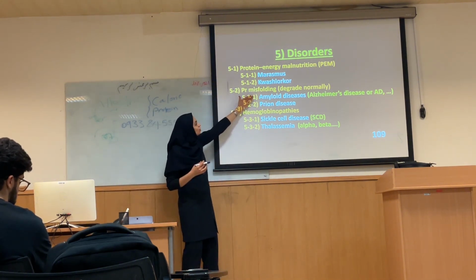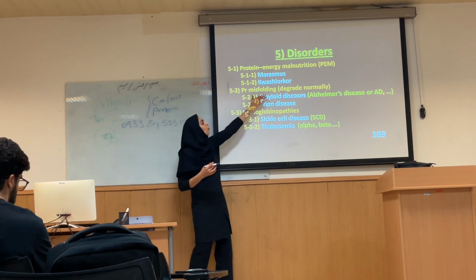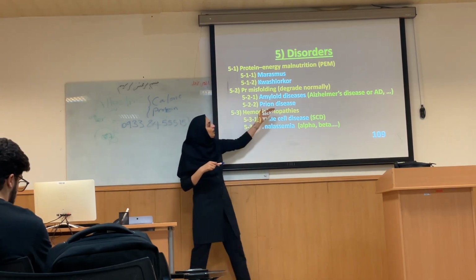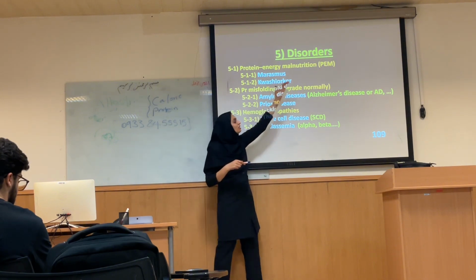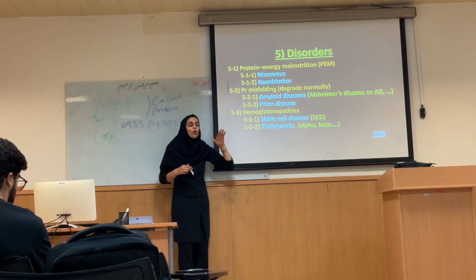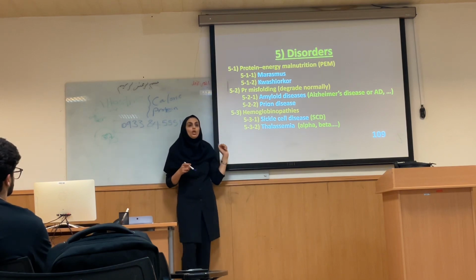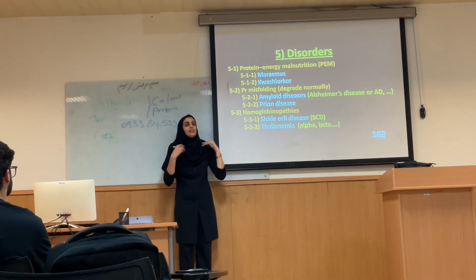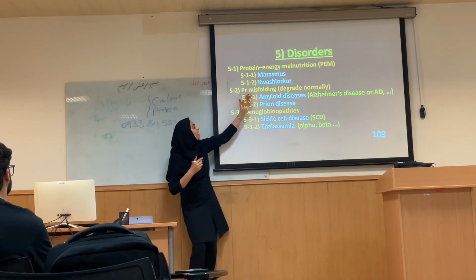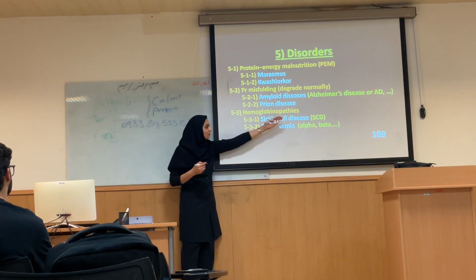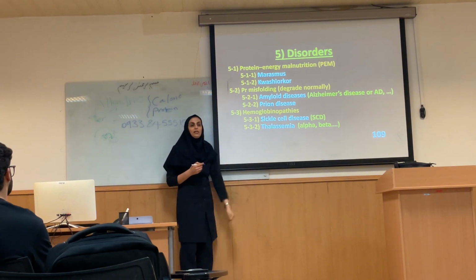We have another situation where the folding of protein is destroyed, like Alzheimer's disease, Parkinson's disease, prion disease. I don't want you to know the details, but know that Alzheimer's is a situation in which the folding of protein is disrupted and misfolding occurs. Another thing is hemoglobinopathies: sickle cell disease and thalassemia.